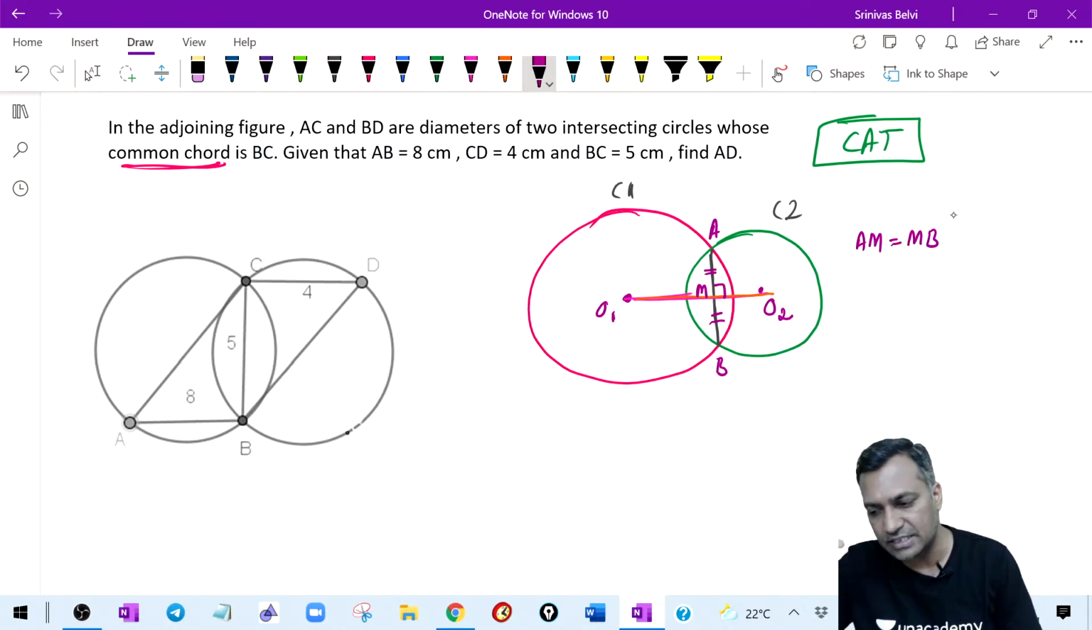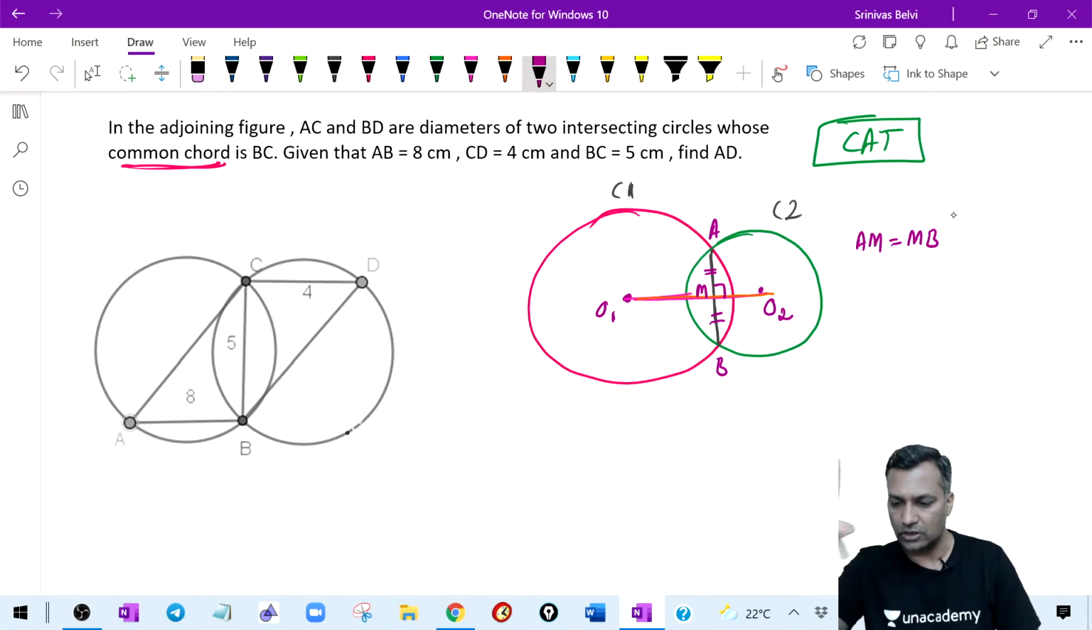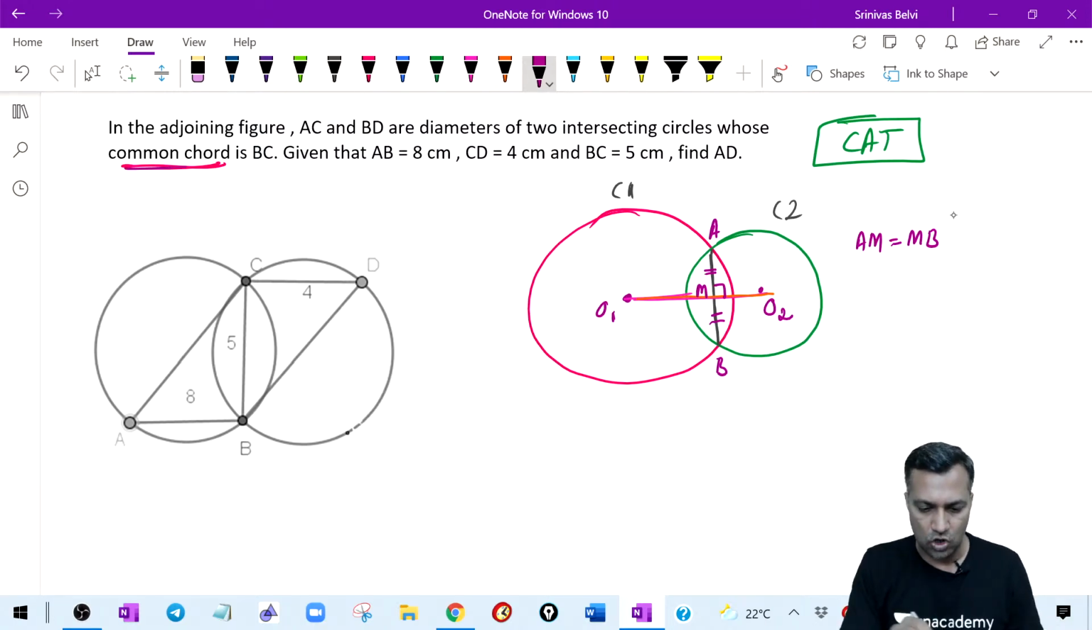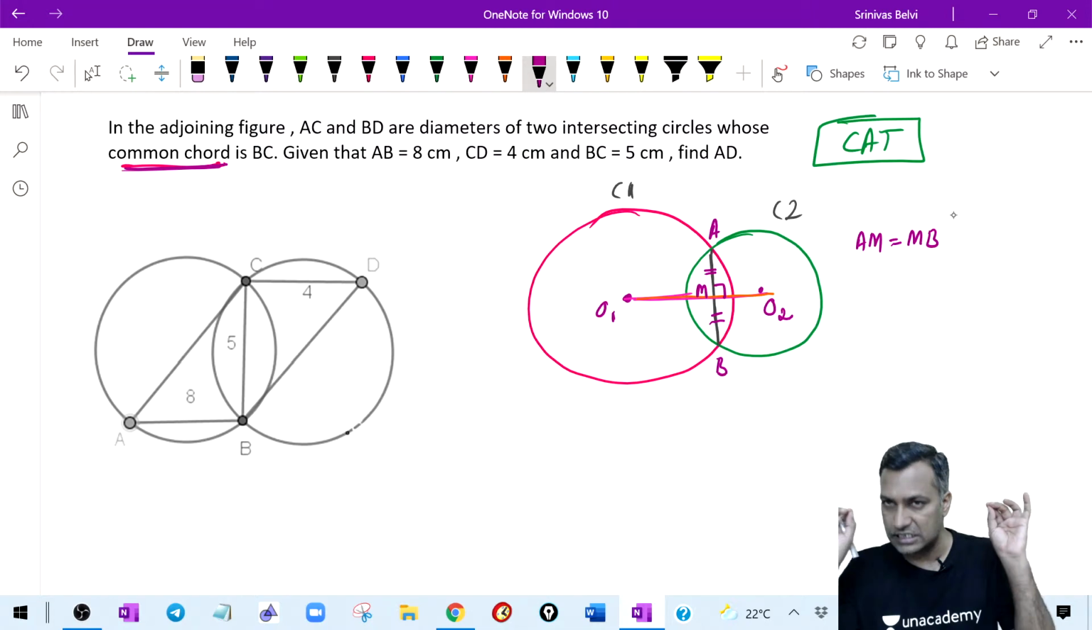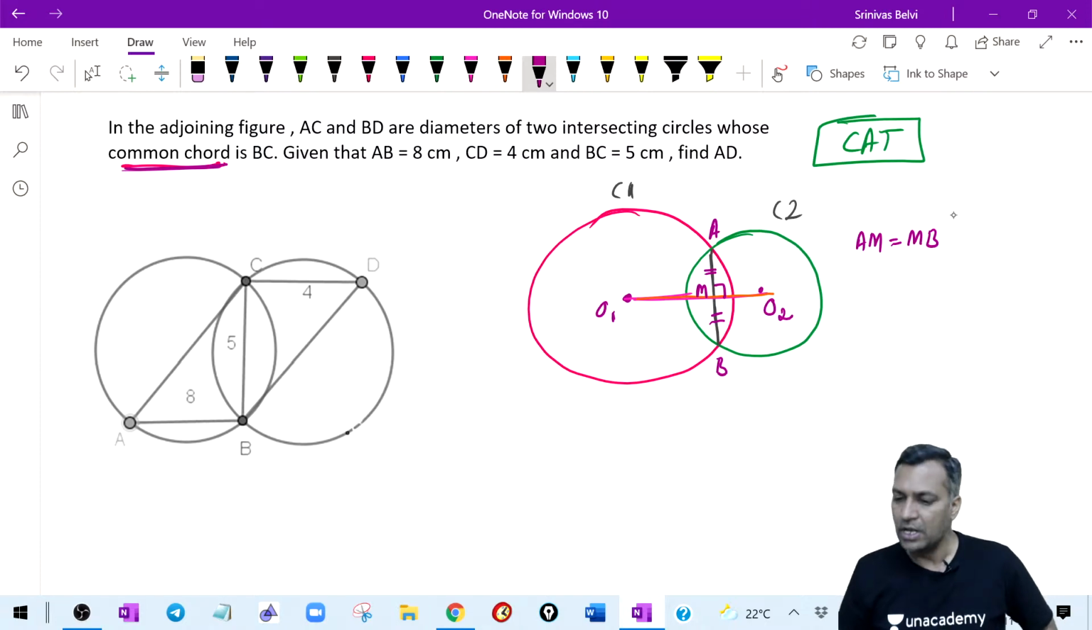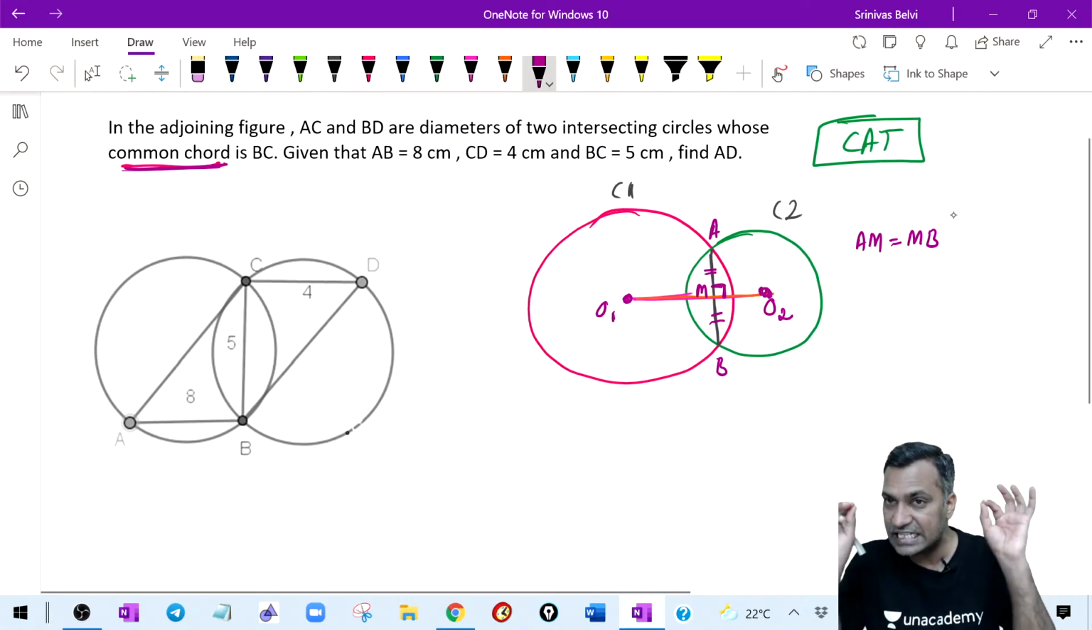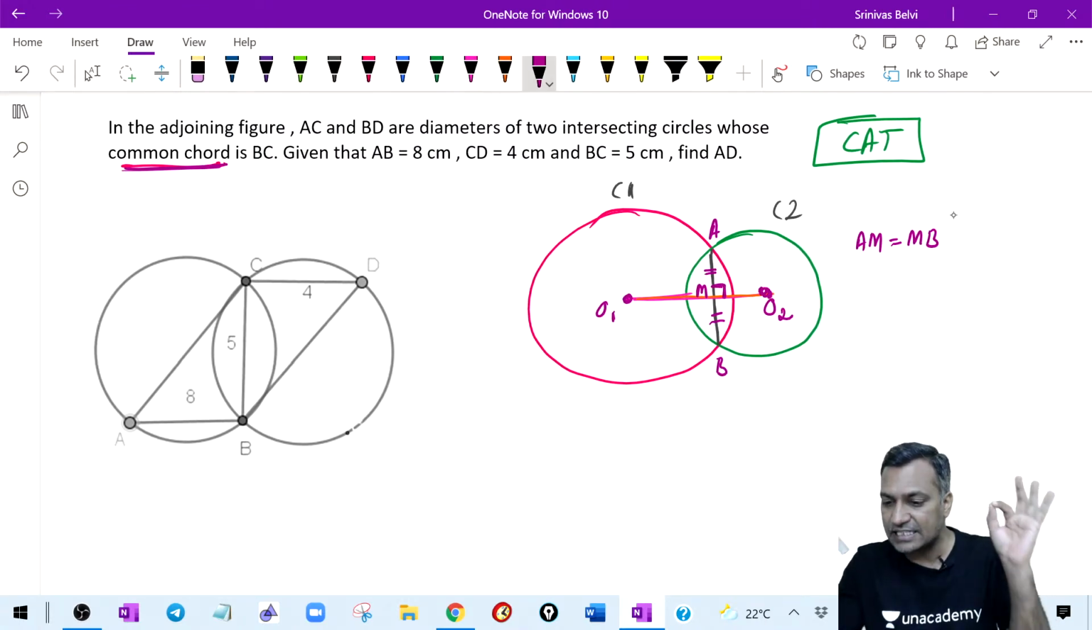Maybe in the next class we will see some examples built on this concept. Let's keep this in mind: whenever two circles intersect, only one common chord can be drawn, and the line joining the centers divides the common chord orthogonally at 90 degrees. It bisects the common chord.